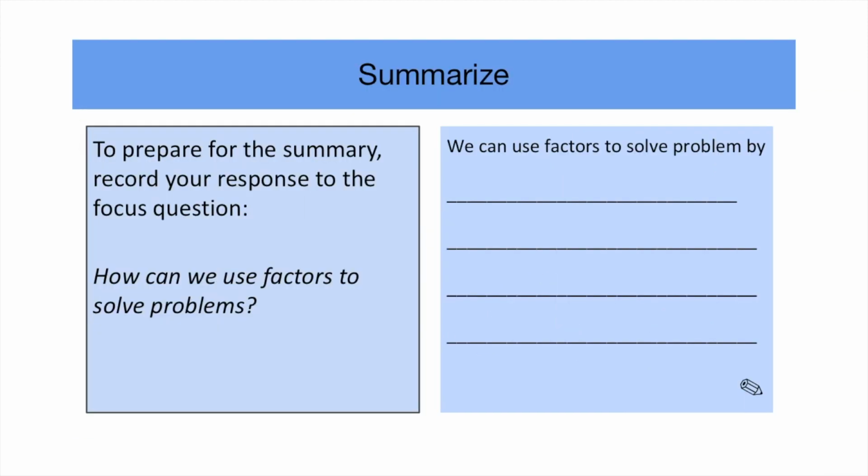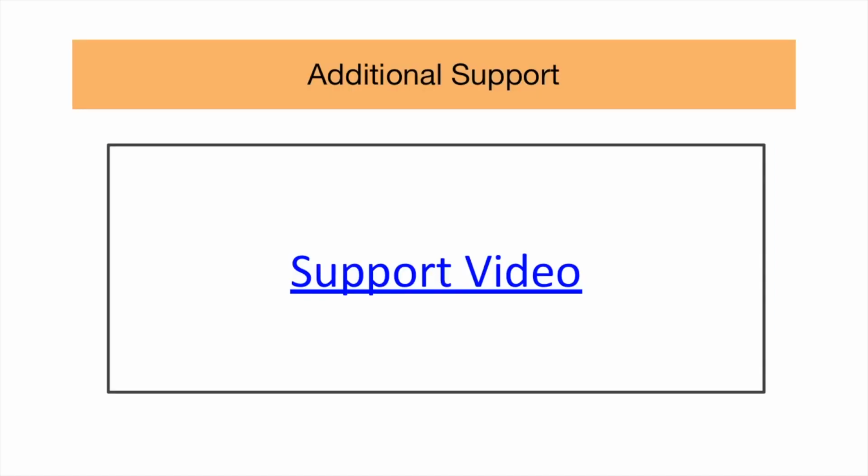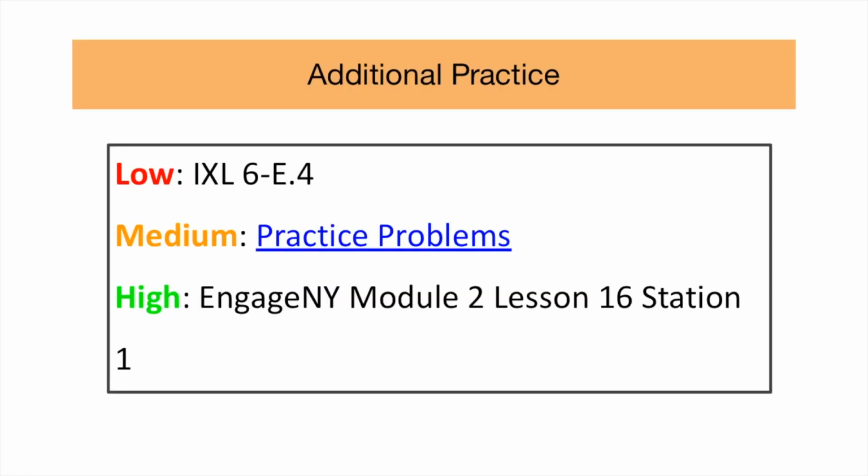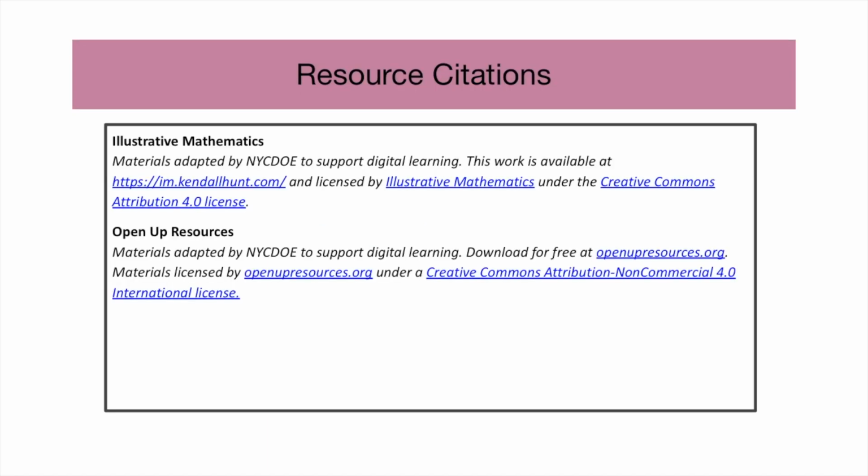For the summary, provide a sentence starter to the question, how can we use factors to solve problems, so that students can focus on the content of their answer rather than the sentence structure. There is a support video if students need it. If students require additional practice, they can do IXL 6th grade skill E.4, the practice problems from Open Up Resources, or Engage New York Module 2, Lesson 16, Station 1.